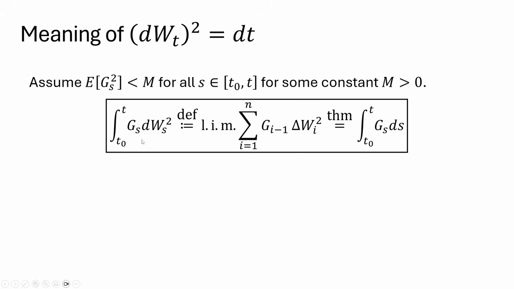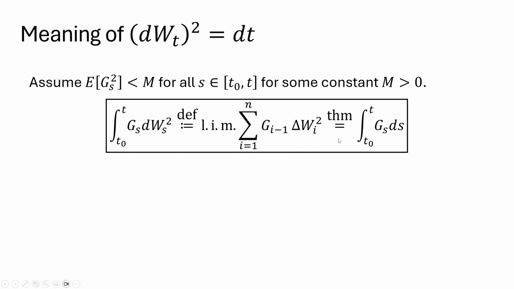The integral of g(s) dW(s) squared from t0 to t is defined as the mean square limit of the sum over i of g_{i-1} (ΔW_i) squared. Notice that in this definition, in the second order stochastic integral, so to say, g is also evaluated at the left endpoint. This is exactly the same as the definition of Ito integrals.